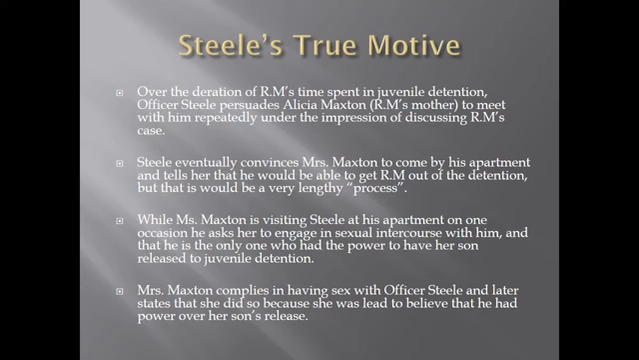While Miss Maxton is visiting Steele at his apartment on one occasion, he asks her to engage in sexual intercourse with him, and says that he's the only one who has the power to have her son released from juvenile detention. Miss Maxton complies in having sex with Officer Steele and later states that she did so because she was led to believe that he had power over her son's release.